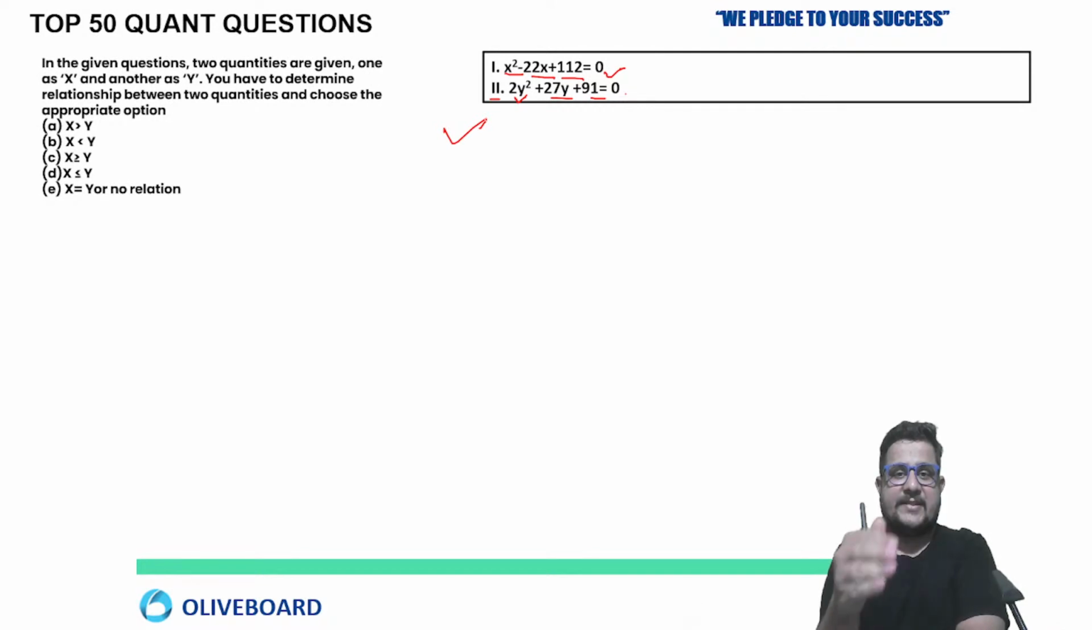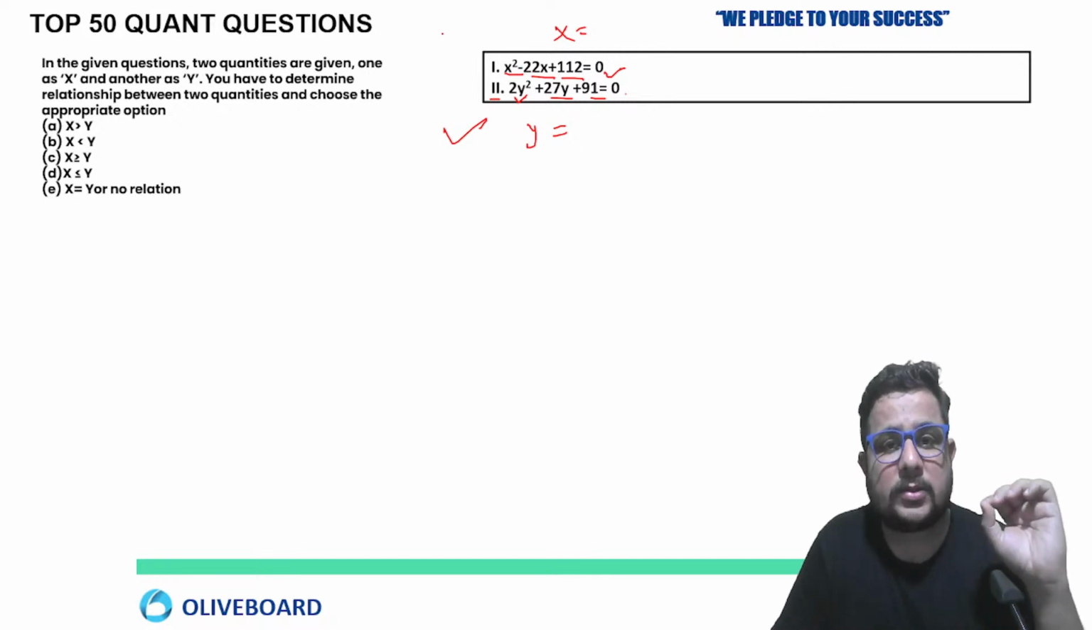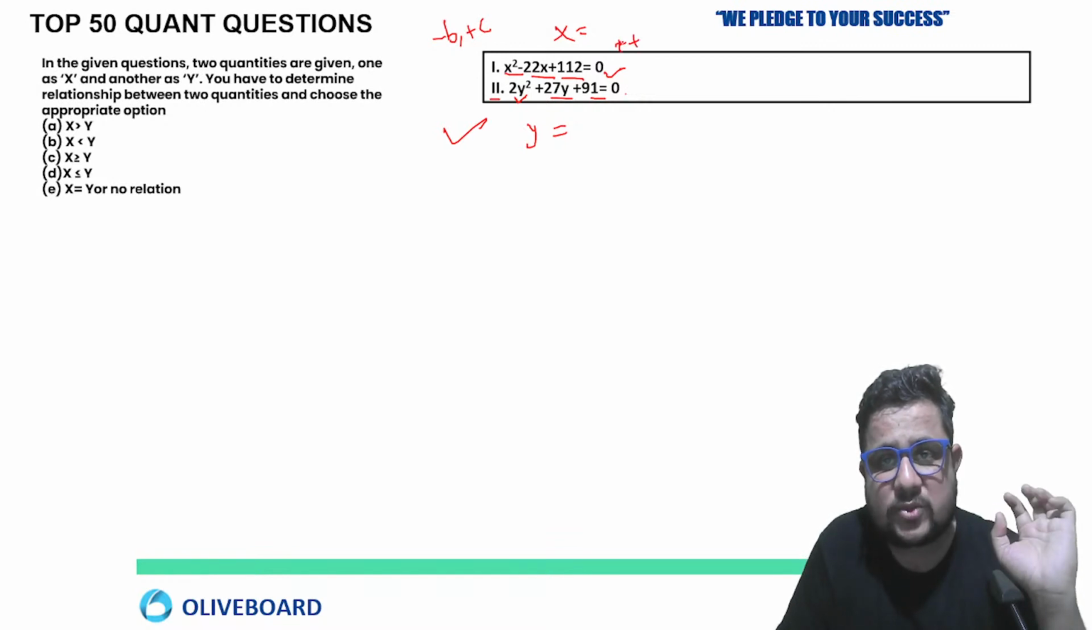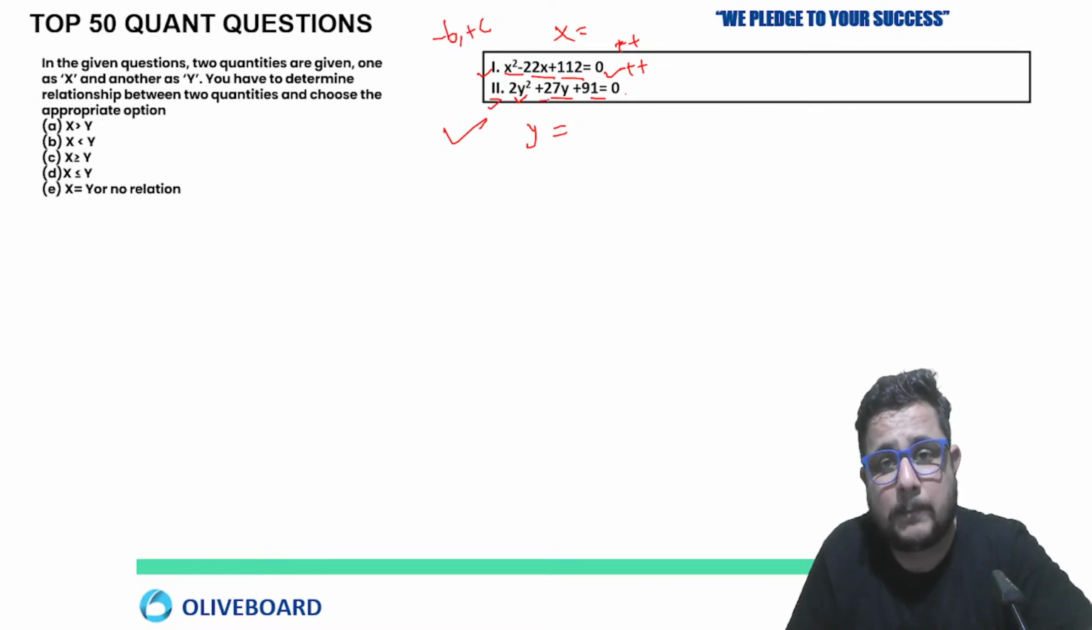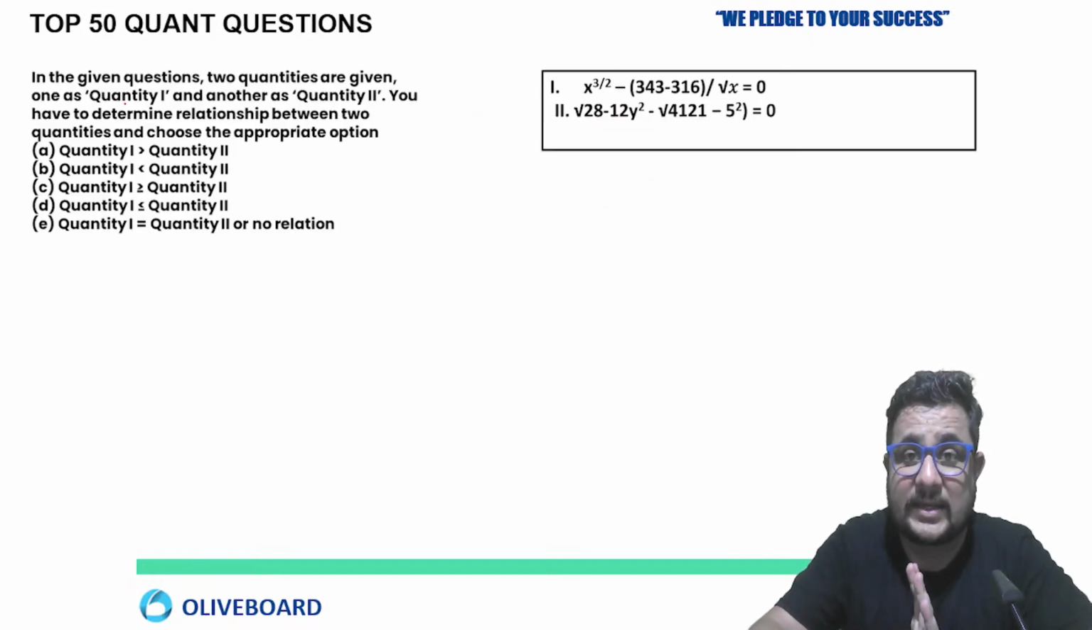For this one, x square minus 22x plus 112 equals 0. See, no need to check anything. This is a very basic question. You can easily find the factors here, the roots of x and y easily. But see the sign. If B is negative and C is positive, both roots are going to be positive. So both values of x are going to be positive here. In the second, plus and plus: when B is positive and C is positive, both roots are going to be negative. So that's why x is greater than y. No need to solve even. By sign, you can solve this one.